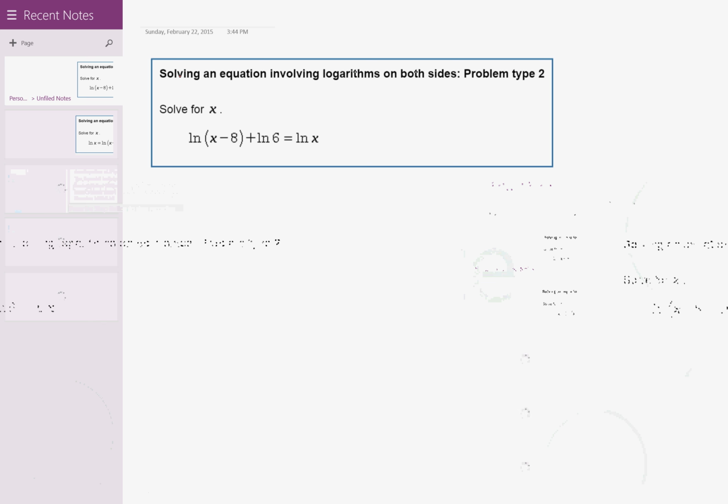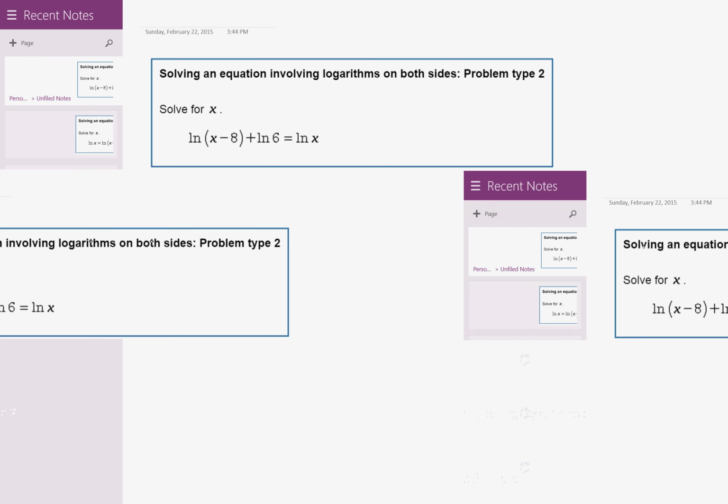We want to solve an equation involving logarithms on both sides. Problem type 2. These are a little more tricky. And this is where the fun really begins.